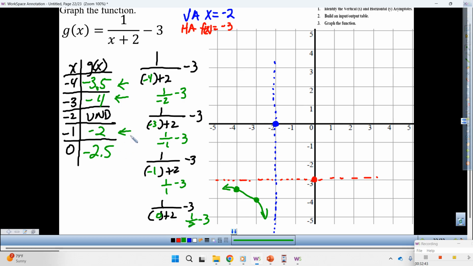Now I'm going to the right side of the asymptote. Negative 1, negative 2, sorry. And 0, negative 2.5. There you go.